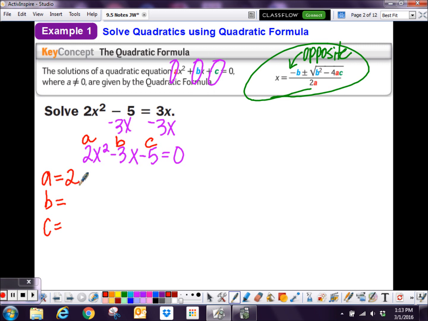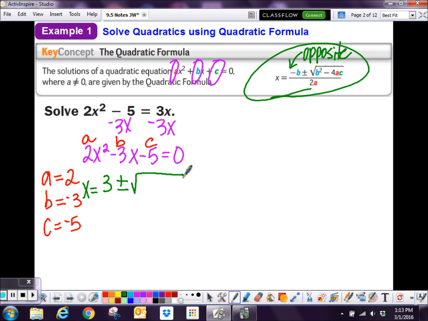A is 2, b is negative 3, and c is negative 5. And now we can plug this into the quadratic formula. Okay, so I'm going to have the opposite of b. What is the opposite of b? Well, b is negative 3. The opposite of negative 3 is 3. So I have x equals 3 plus or minus. I'm going to go ahead and just leave those signs in there.